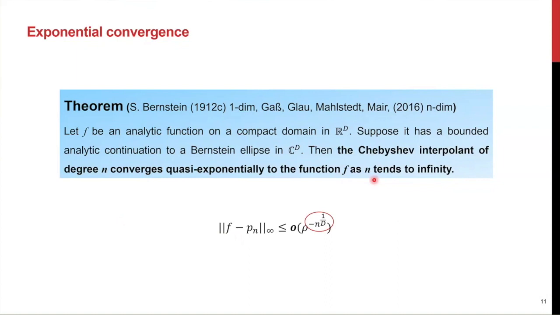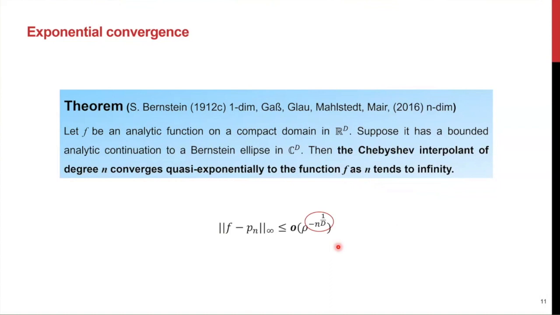n is the degree of the interpolant, which is directly related to the number of points on the tensor. This is very important because remember how we obtained a tensor for a given function. You get the grid points, which in this case are distributed according to Chebyshev, and then you evaluate the function on those points. So what this theorem says is that in order to obtain a very high degree of accuracy, you only need to evaluate the function on very few points.